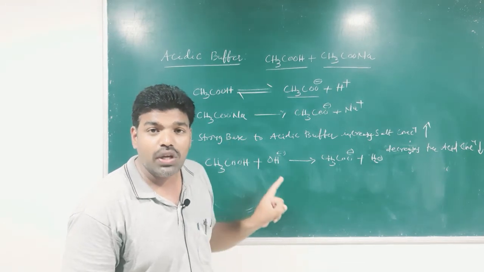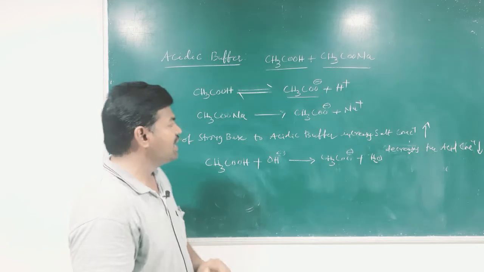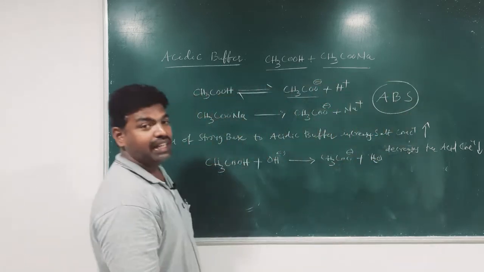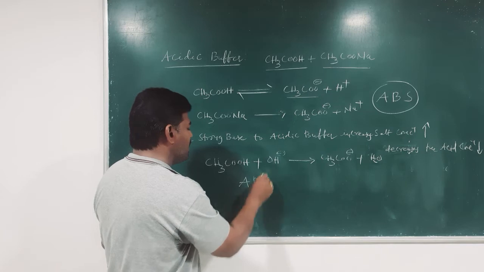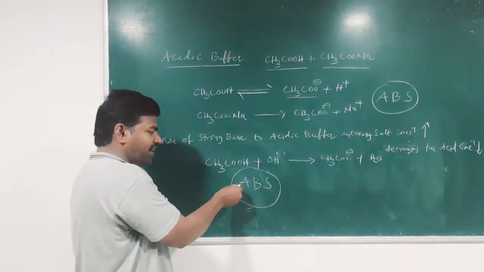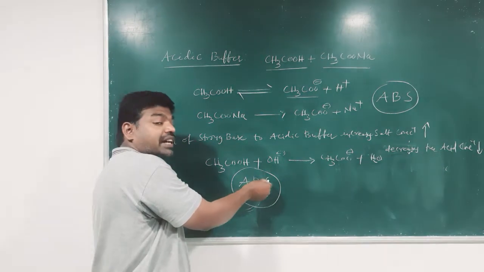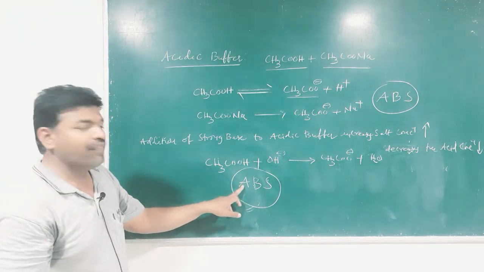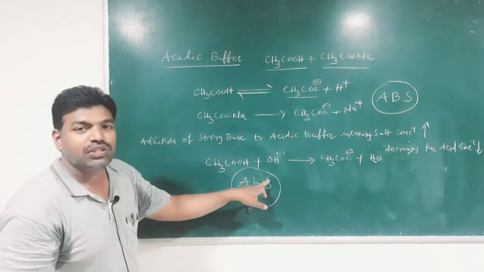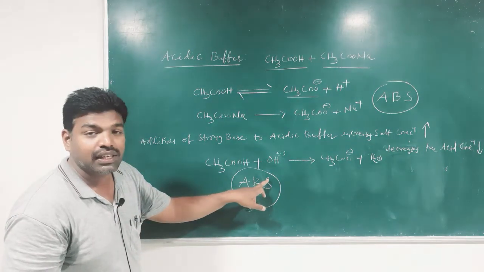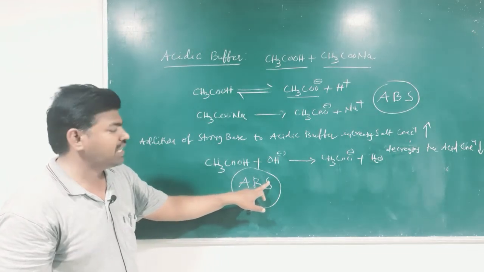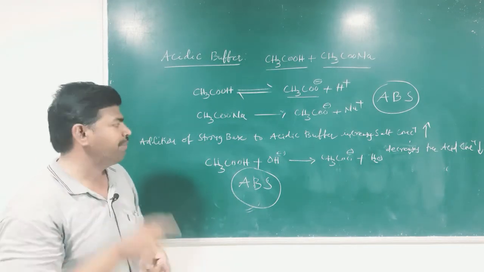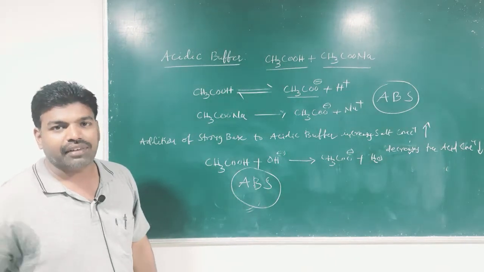We can memorize the whole statement with a short mnemonic, ABS. What is that mnemonic? ABS: for acidic buffer, strong base is added, salt concentration increases. So for acidic buffer, when we add strong base, that leads to the formation of a salt, that leads to the increase in the salt concentration. With this mnemonic we can memorize the whole statement of what happens when we add strong base to the acidic buffer.